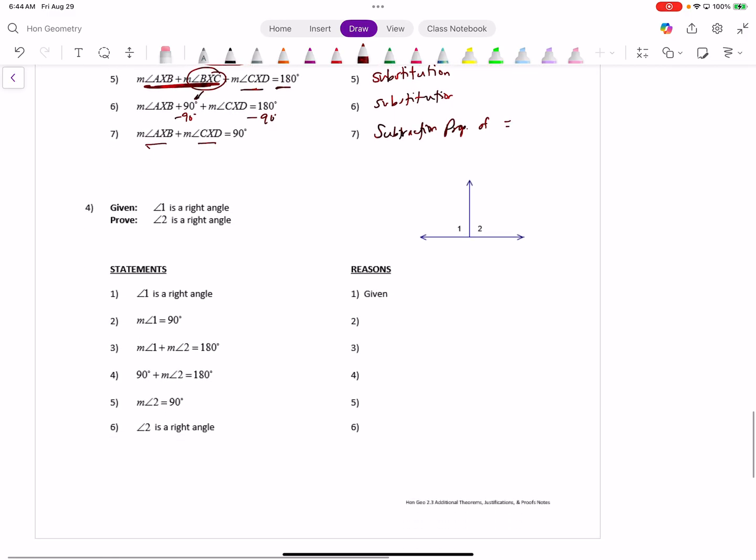All right, and then last one, angle 1 is a right angle, and we've got to prove that angle 2 is a right angle. Okay, so that's given. The measure of angle 1 is 90 degrees, so that's the definition of a right angle. Angle 1, angle 2, those measures add up to 180 degrees because that's the linear pair postulate. Then where the measure of angle 1 is, we can plug in 90 degrees. That's a substitution.